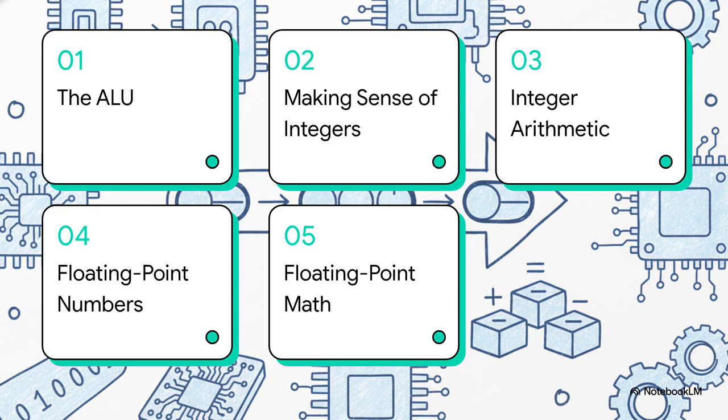Here's our roadmap for this explainer. We'll start with the ALU, the literal math brain. Then we'll look at making sense of integers, followed by integer arithmetic and overflow. After that, we dive into mastering floating point numbers, and we'll wrap things up with floating point math operations.